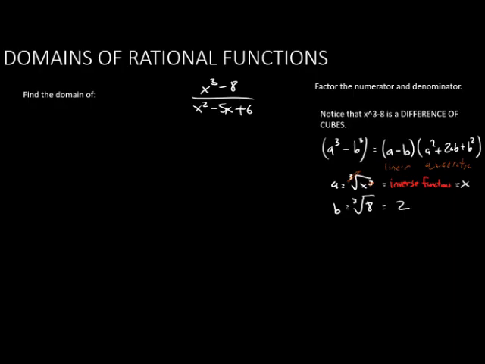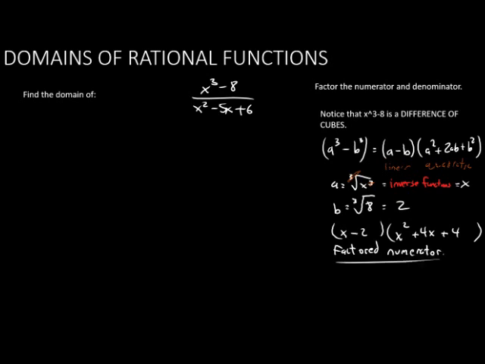Now, if a is x and b is 2, we'll look at our linear term, and we'll say that's x minus 2. For our quadratic term, we'll now take a squared. Since a is x, that will be x squared. Then for our middle term, we'll take 2 times a times b. That is 2 times x times 2, but 2 times 2 will give us 4x. Then we'll take b squared, and that's 2 squared, so that's also 4. This will be our factored numerator.